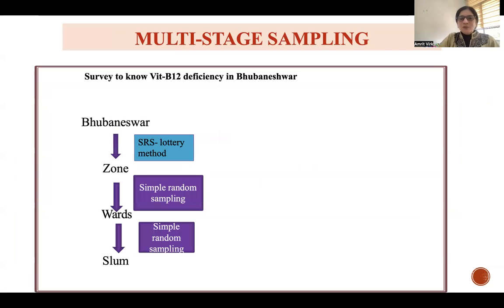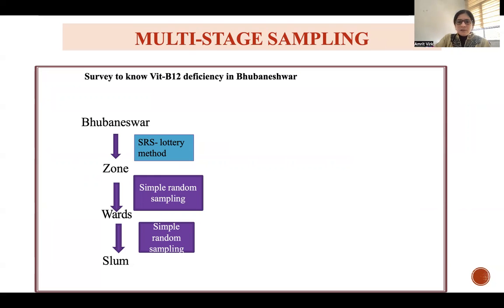Let's look at this example. If we want to carry out a survey to know the vitamin B12 deficiency in Bhubaneswar, then from the city, in the first stage, we can identify the zone, and we can use, say, the simple random sampling technique using the lottery method for that. In a given zone, we then identify the wards. We can use simple random sampling here again. And then from the wards, we identify the slums. So this is what we understand by multi-stage sampling, the key feature being flexibility.